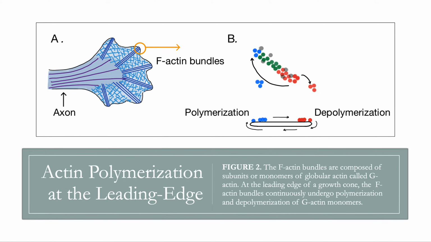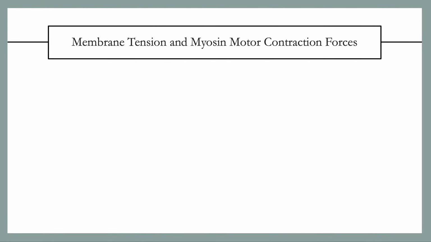At the leading edge of the growth cone, the f-actin bundles constantly undergo polymerization and depolymerization of g-actin monomers. At one end, g-actin separates from the bundle, where they are recycled to the other end to join the bundle again. The second mechanism for retrograde flow incorporates the forces from membrane tension and contraction forces by myosin motor proteins.